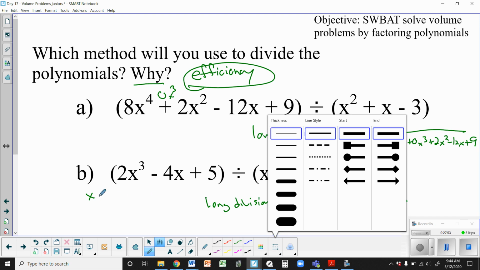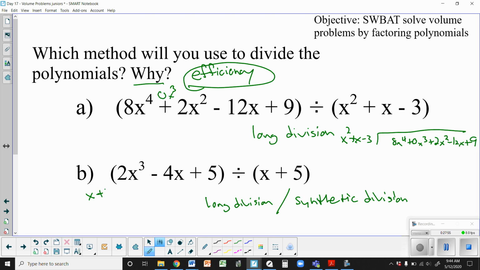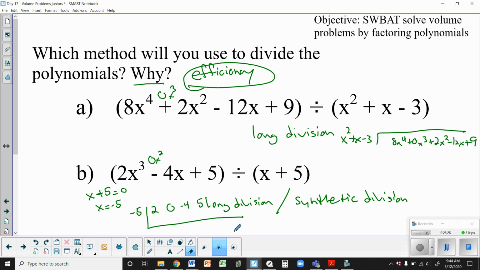All right, so x plus 5 equals 0, so x equals negative 5. So we do negative 5, then 2. Notice that there's no x squared, so it's 0x squared. So we have a 0. We have a negative 4. We have a positive 5. See how slow everything just got? All right. And then you would just do synthetic division.